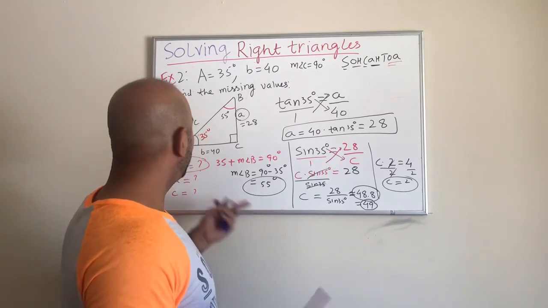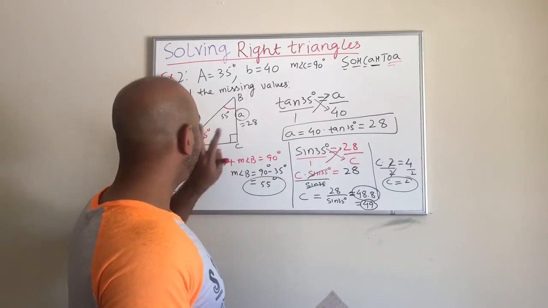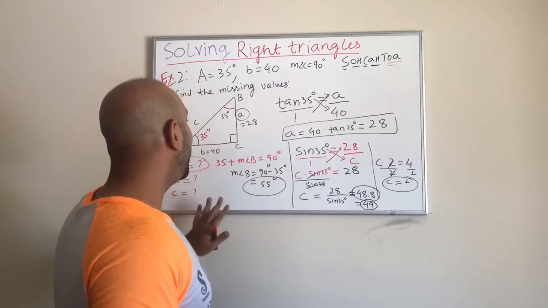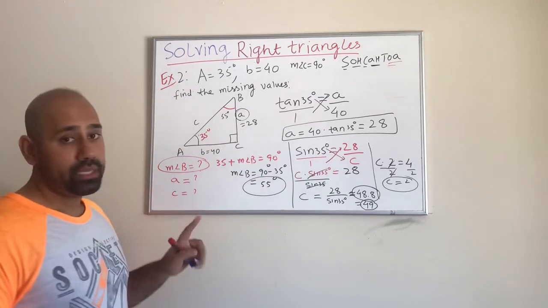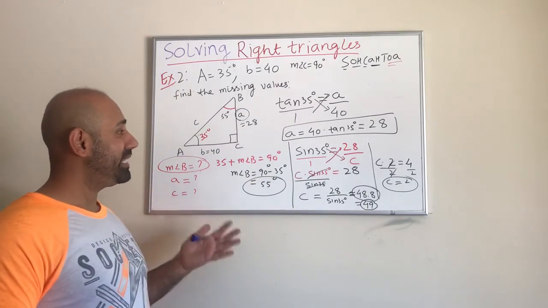So guys, did we figure out all the missing pieces? Yes, we have the A, we have the C, we have the missing angle B. So guys, we have all the 3 things that were missing here.